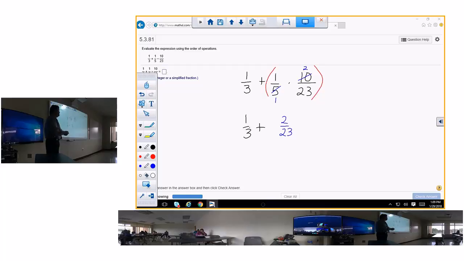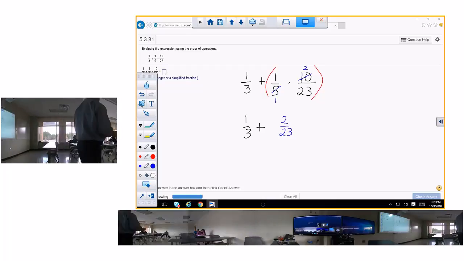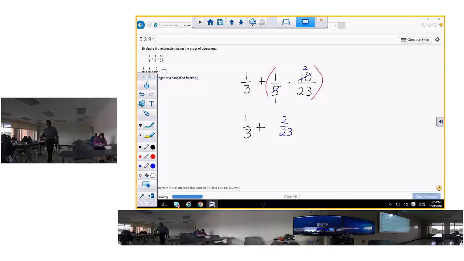Well, luckily they're 2 what? 2 prime what? Numbers. So what do you do when you have 2 prime numbers? Oh, I told y'all this in the last class. You multiply them together. So what is 3 times 23? 69.